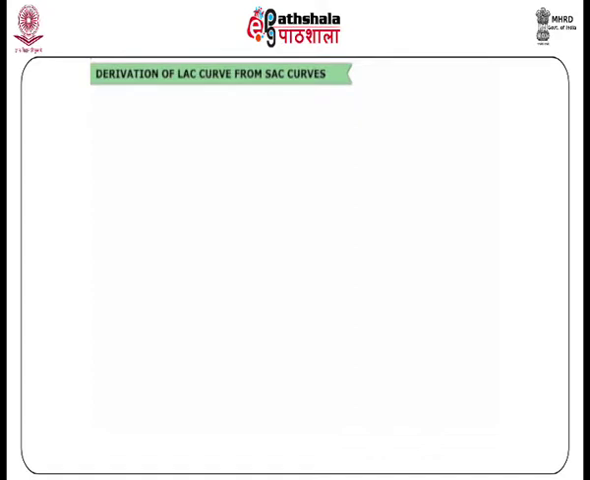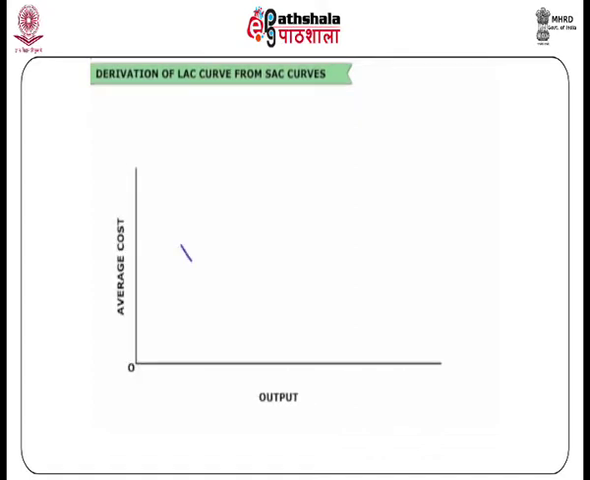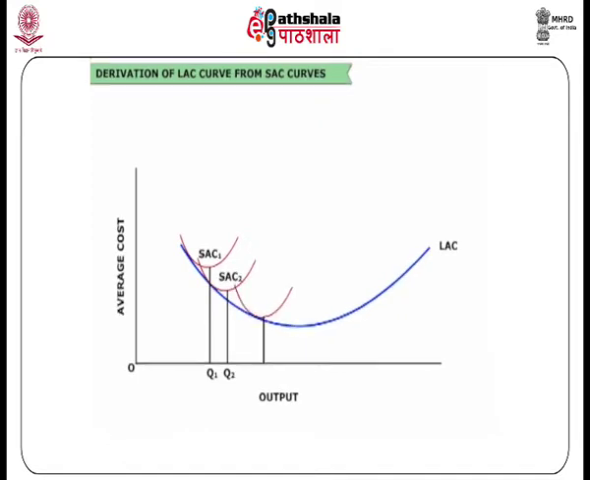In the figure, we have measured average cost along the y-axis and output along the x-axis. If the firm decides to produce OQ1 level of output, then it will choose the plant size SAC2 and not SAC1. If the demand for the firm's output increases to OQ3, then the average cost starts increasing along the plant SAC2 and the firm decides to set up a larger plant size SAC3 to minimize its average costs of production in the long run.